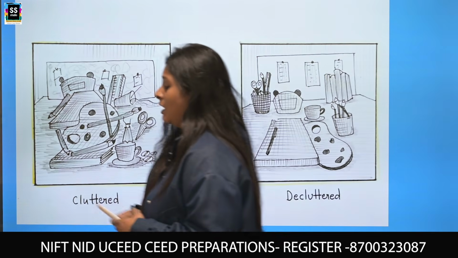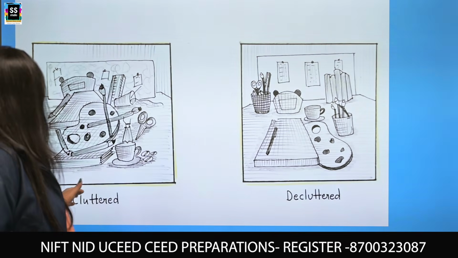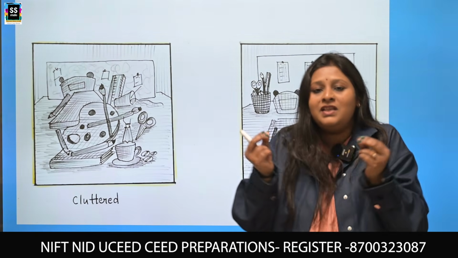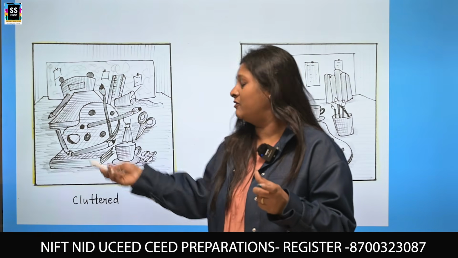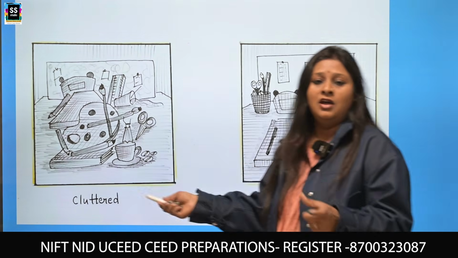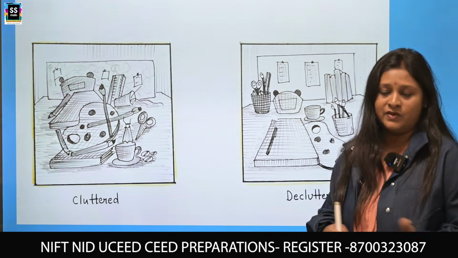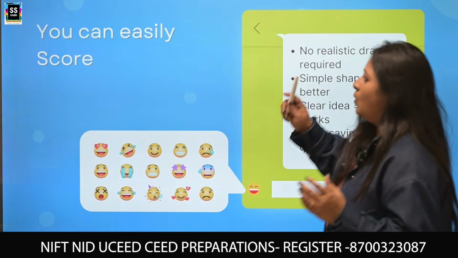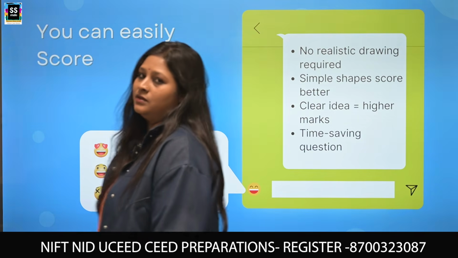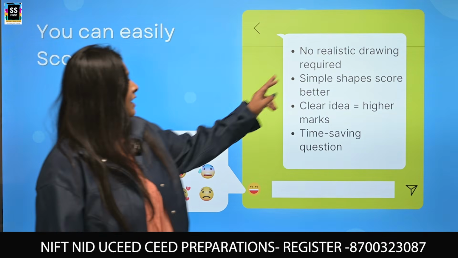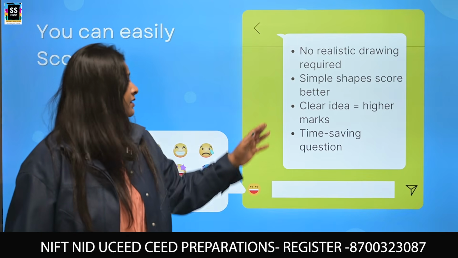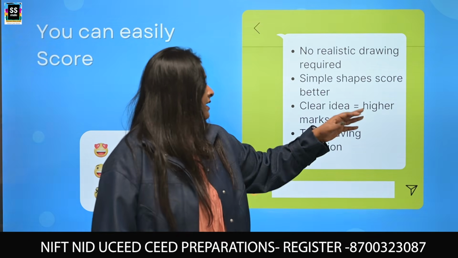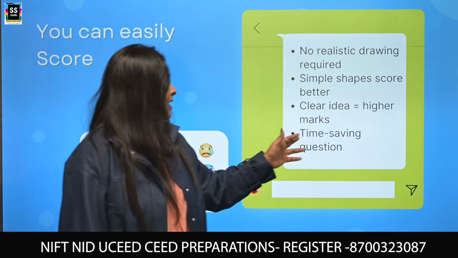Now it was again asked in 2017: cluttered and decluttered. So the basic meaning of the word has been defined or executed through the visual. You can see here, you can take this screenshot also. So you can easily score in this segment of the questions. No realistic drawing is required here. Simple shapes score better. A clear idea equals higher marks.